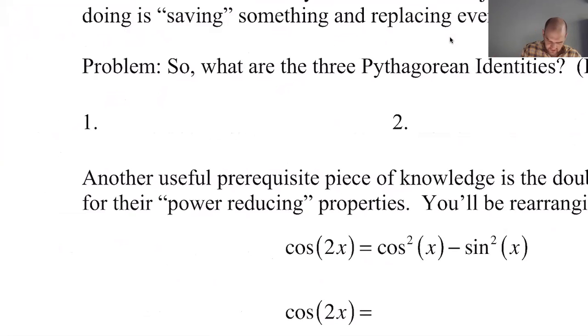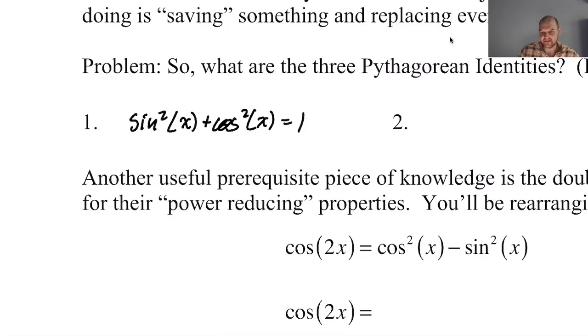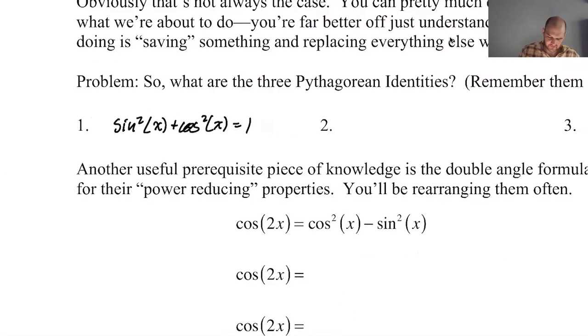All right, the most famous one is sine squared of x plus cosine squared of x equals 1. I mean, that's the basis of everything. Now that means that you could always replace sine squared with 1 minus cosine squared. You can always replace cosine squared with 1 minus sine squared. So you can always take an even power of either sine or cosine and turn it into the other function.